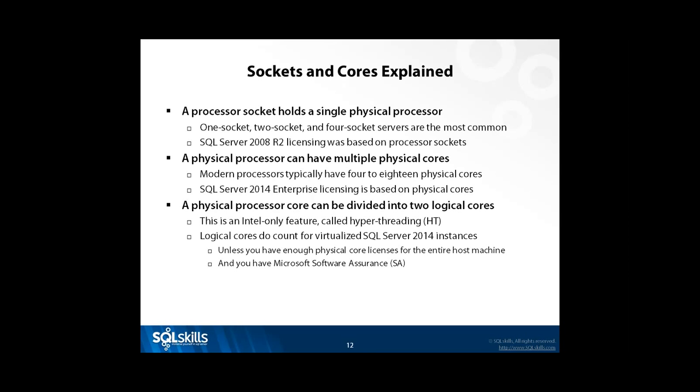And those licenses are pretty expensive. We'll talk more about that later. And then if you have Intel processors, that physical core can be divided into 2 logical cores with Intel hyperthreading. Those cores don't count for physical servers for licensing, but they do count for virtualized servers unless you have enough core licenses for the entire host and you have Microsoft Software Assurance. So we'll talk a little bit more about that later, but just be aware of how that works. And having the logical cores gives you about 20 to 30% more capacity, but it doesn't actually improve the performance of your cores. So that's what hyperthreading is about, and we'll talk more about that in a few slides.